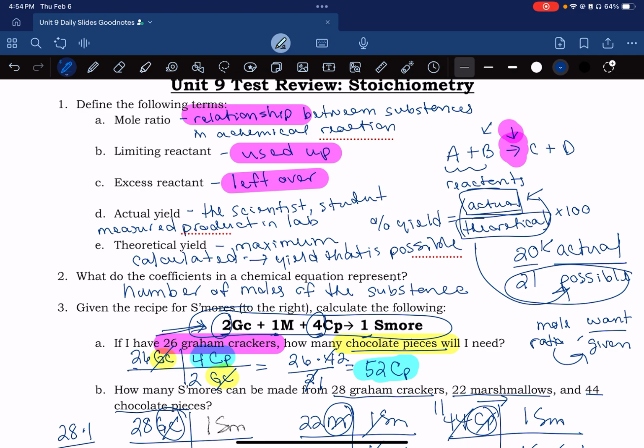So we might need to be looking out for words like, for actual yield, the scientist or the student measured something in a laboratory experiment, that's going to be actual. And theoretical might say something like the maximum value of, or what you calculated or what you should have gotten. Okay, that's something I didn't even write down over here, but that's another one that you will see: should have gotten. Like the student should have gotten this much product. So should have gotten is definitely a clue that you're talking about theoretical.